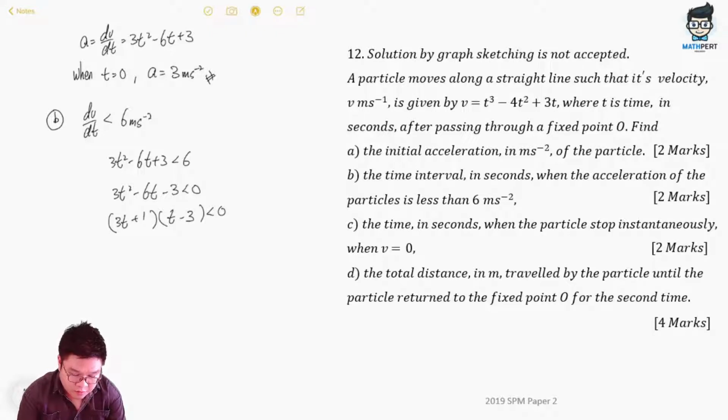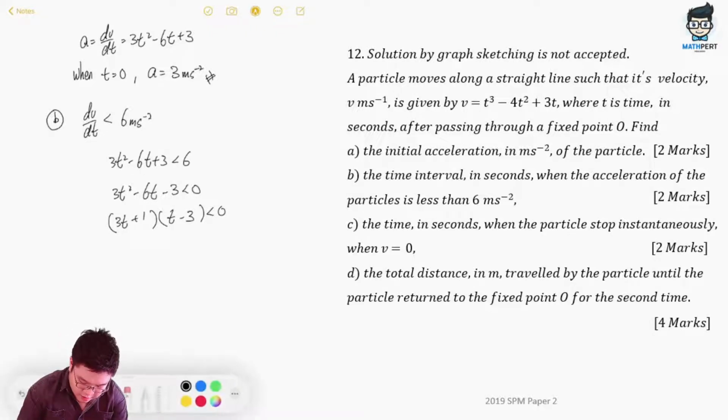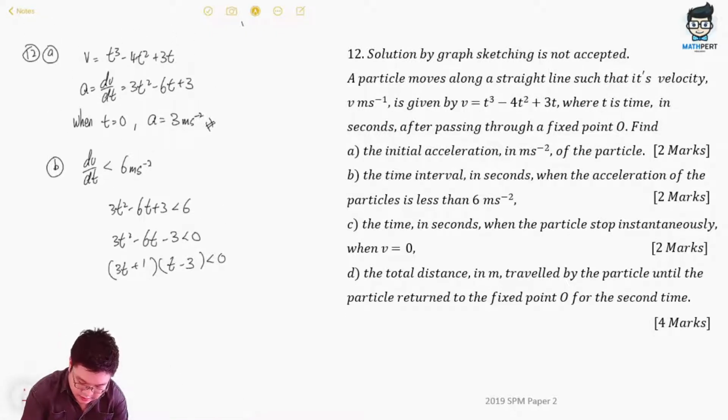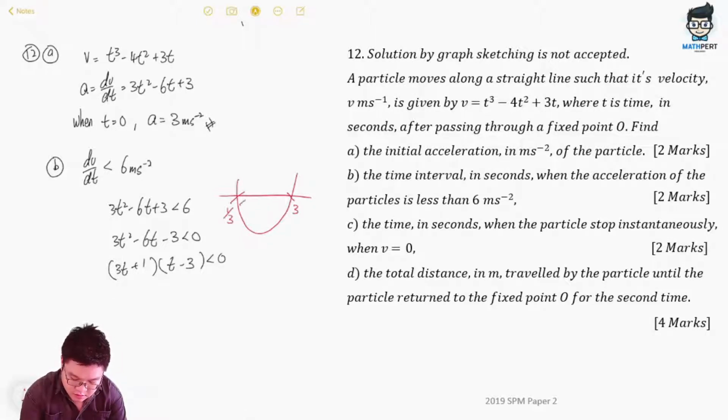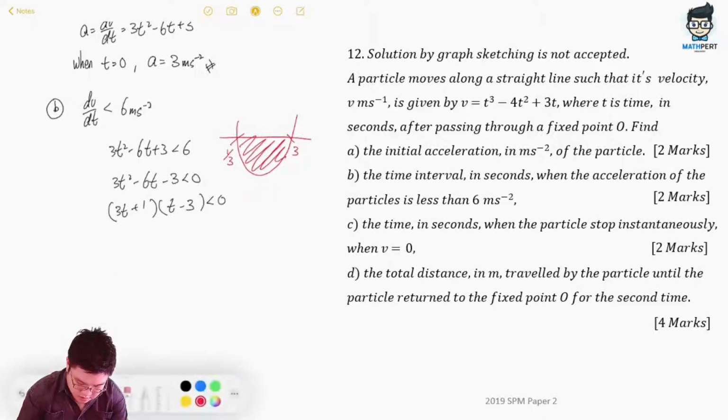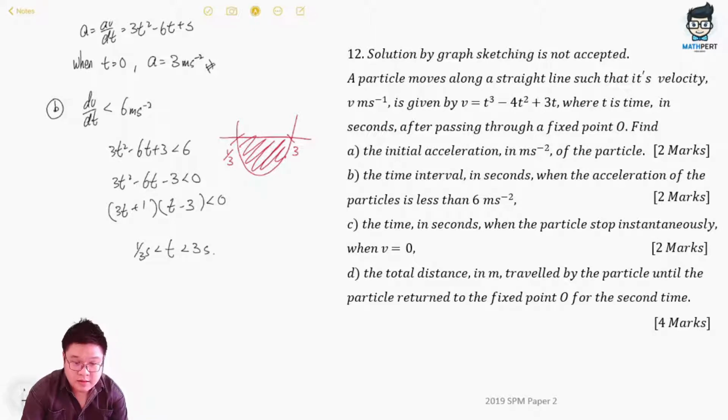Alright, so from here, let's draw out the graph. Since this is an inequality, so this one is 3 seconds, this is minus 1/3. So less than 0. Okay, we are looking at here. So therefore, the value of t is less than 3, more than minus 1/3 second. Okay, so this is the time interval.